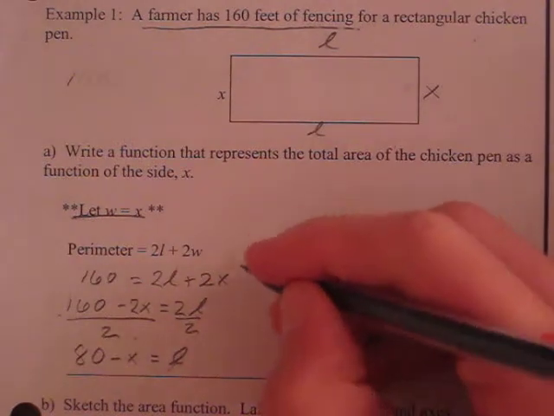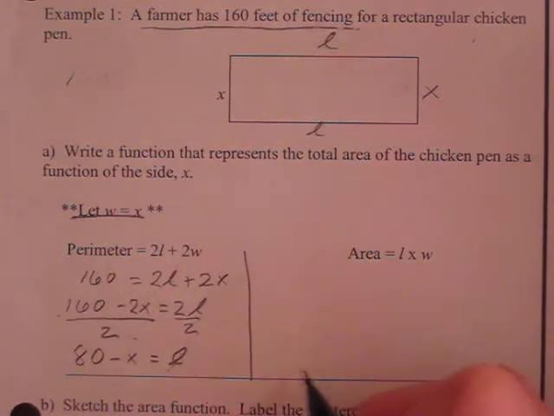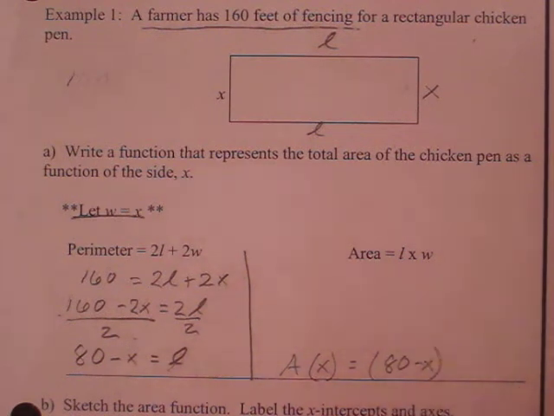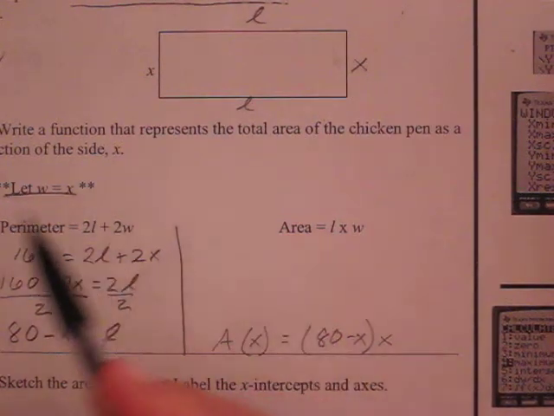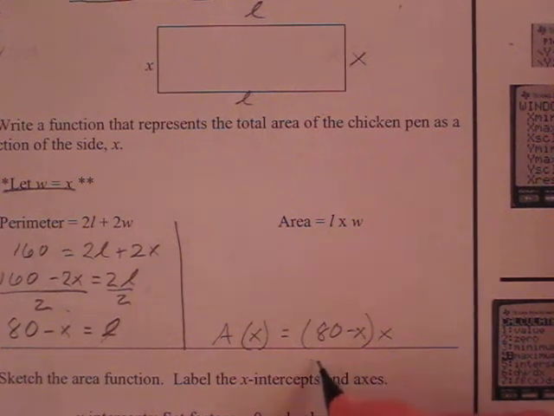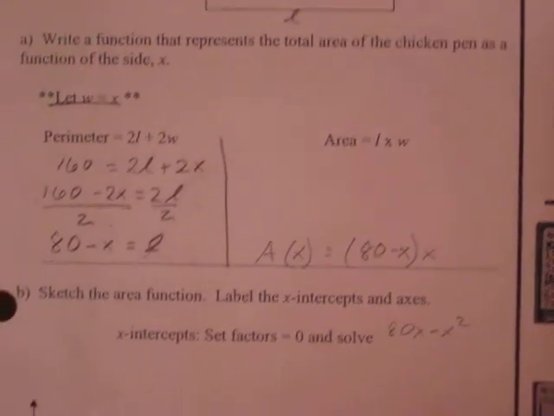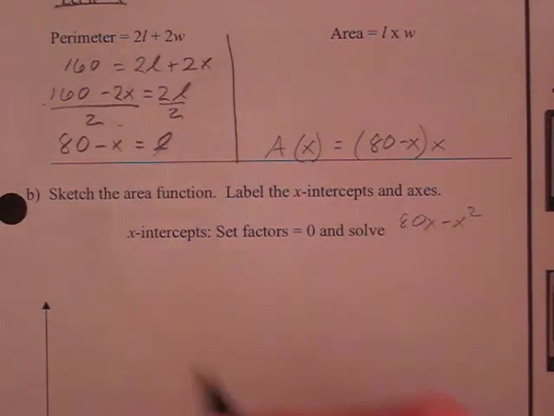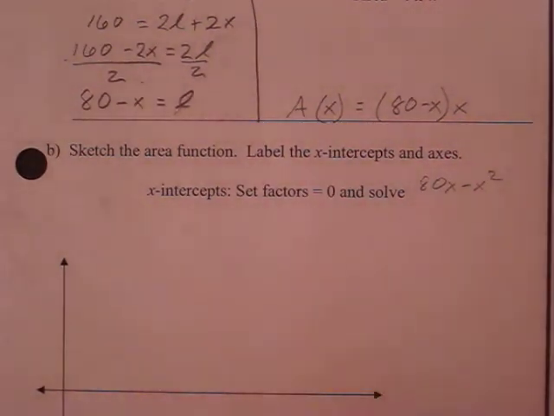Now my area formula: area equals length times width. And I've just found that my length is equal to 80 minus x, and my width we've already called x. So this is area equals length times width, just written in the terms of the problem that we have. Now if you multiply it out, you have 80x minus x squared, which is a parabola because it's squared and opens down. So down here in my sketch, we're going to use a calculator, but not in this step. You're still just doing everything by hand.